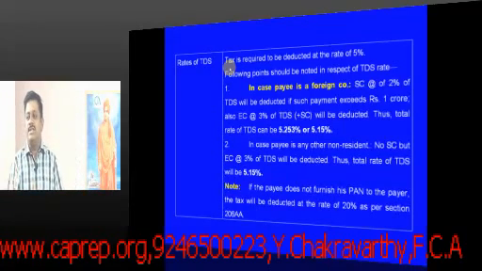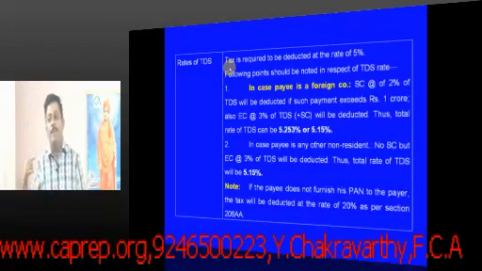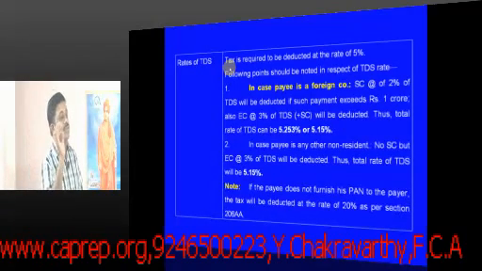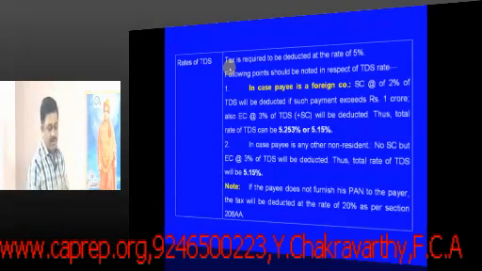Not only here, in any situation where TDS requirement is there, if the payee does not give you the PAN, then you have to deduct the tax at source at the rate of 20%. Please take it fast. Section 194LC.